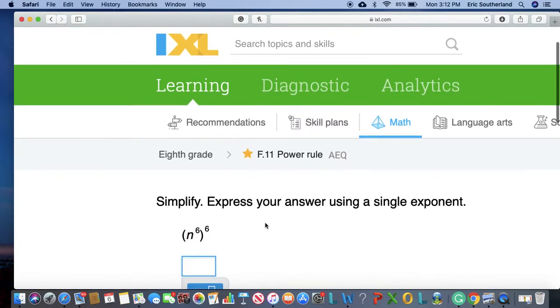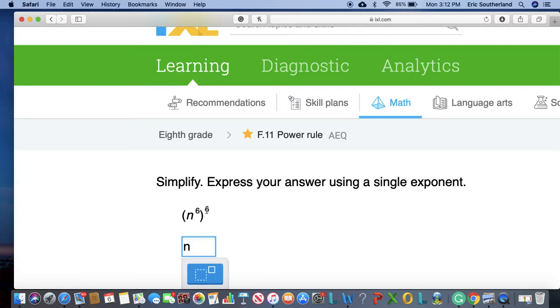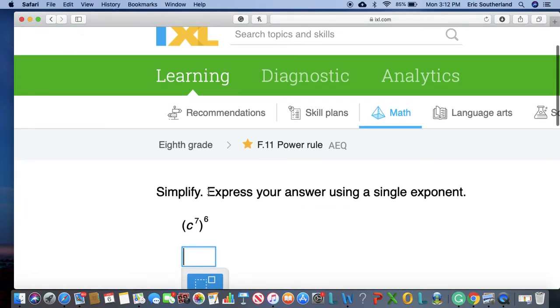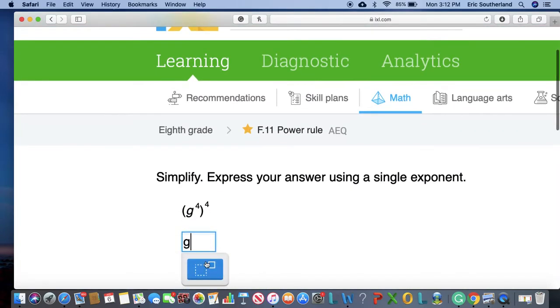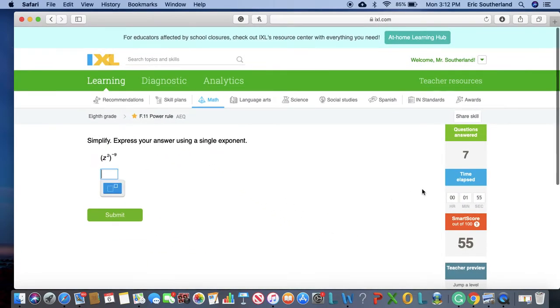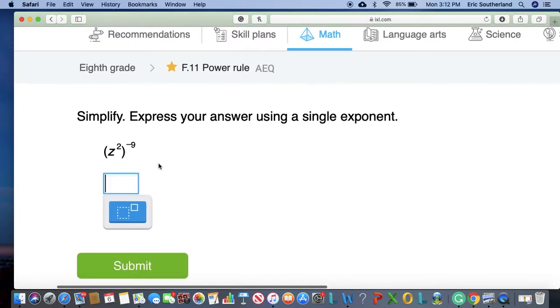And then n is the base. 6 times 6 is 36. Look, I made a mistake. Make sure that you're paying attention and hit the power box so that you can go up to the exponent. C is the base. 7 times 6 is 42. G is the base. 4 times 4 is 16. We've answered about 7 questions. We're already at 55, so it shouldn't take you a whole lot of time to do this.